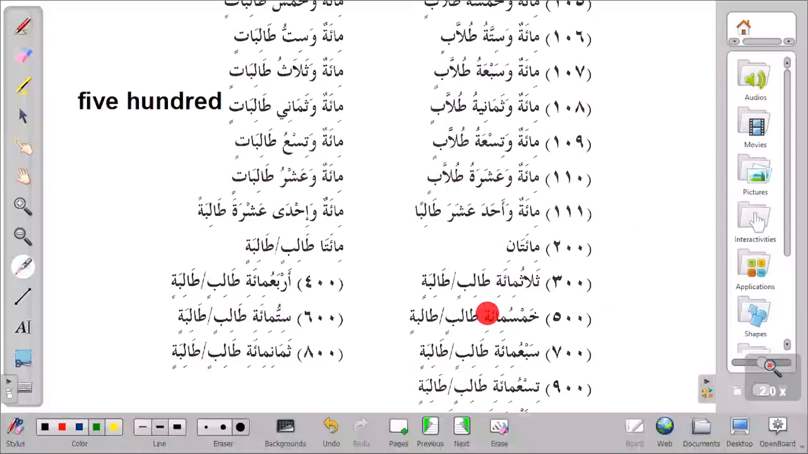I hope that is clear. Okay, so sabu mi'ati talibin or talibatin. And as I said, it is used for both masculine and feminine. With the masculine and feminine, we use the same thing. Tisru mi'ati talibin or talibatin.